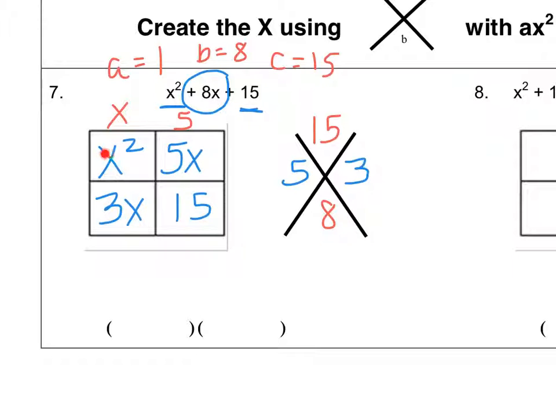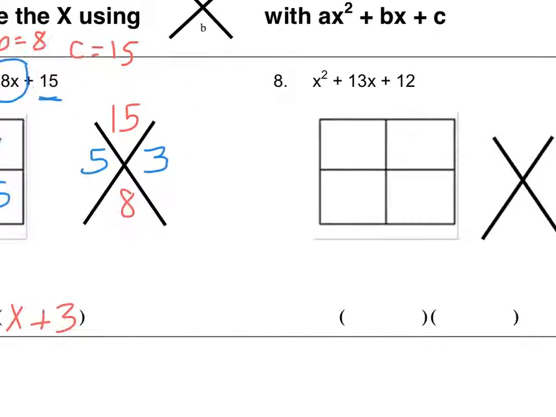Now we're going to take that top row. I don't have a number in common, but I do have an x again, so I'll write another x. And with my bottom row, this time I don't have an x in common, but I do have a 3 that's in common with both. So I'm ready to write my answer. My answer is x plus 5 and x plus 3. And that's all there is to it for going backwards.